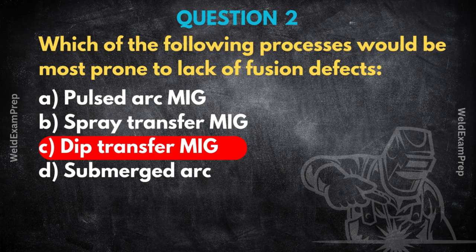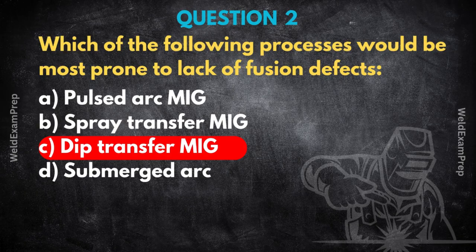Classic lack of fusion. Okay, so the low energy is the key risk factor there. Definitely. Now compare that to the others. Spray transfer MIG, that uses high voltage, high current, sprays tiny droplets across the arc, lots of heat, deep penetration, usually excellent fusion. Much hotter. Yeah. Pulsed arc MIG is kind of a smart hybrid, controls the heat well, generally gives good fusion. And submerged arc, that's a real powerhouse. High currents, deep penetration, usually no issues with fusion there. So dip transfer's low energy nature makes it the most susceptible. That's a really clear explanation.